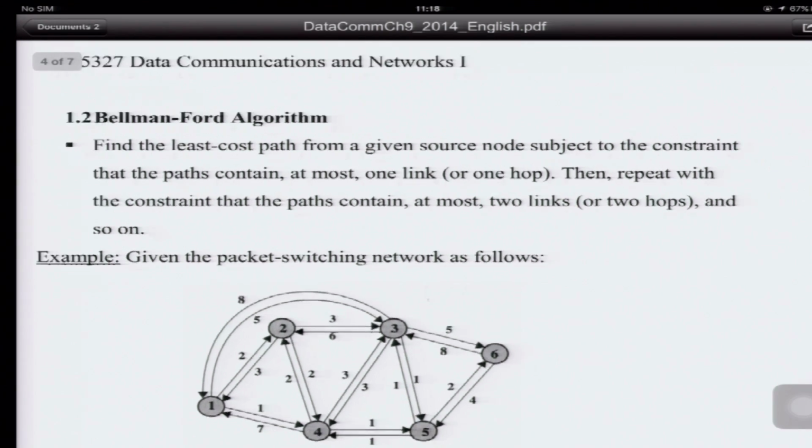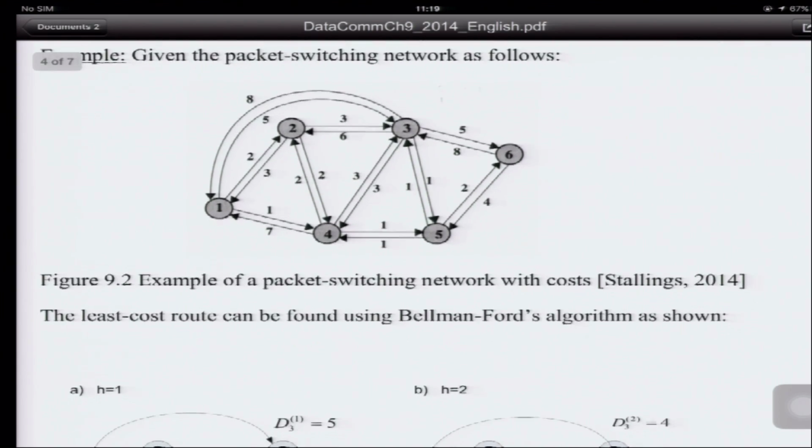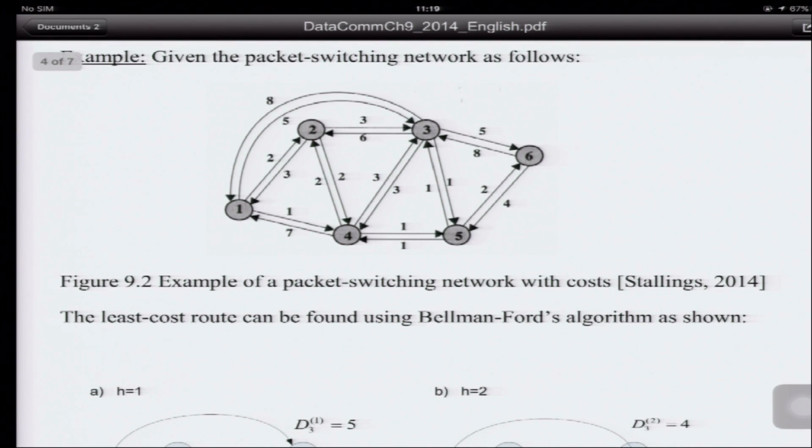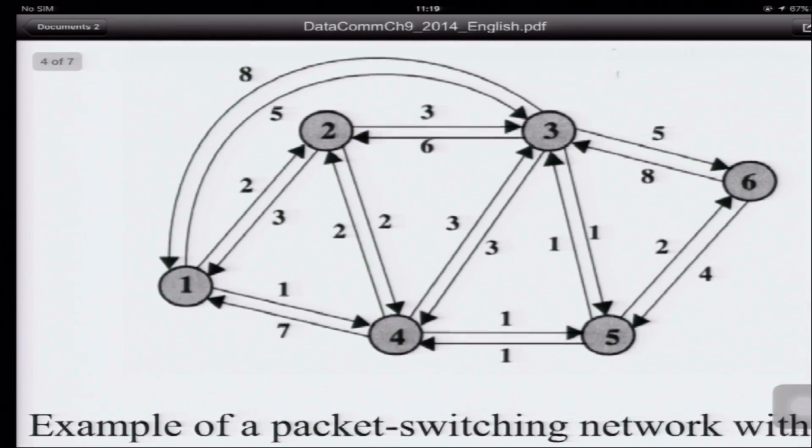And in this case, the idea for the Bellman-Ford algorithm is to find the least cost path from a given source node, subject to the constraint that the path contains at most one link or one hop, and then repeat it, and then increase the constraint to include at most 2 links or 2 hops, and so on. Let's look at an example. The first step, suppose node 1 is the source node, with 1 hop.